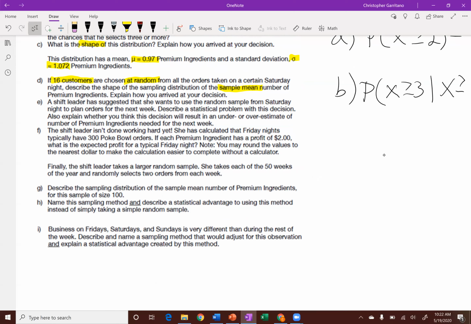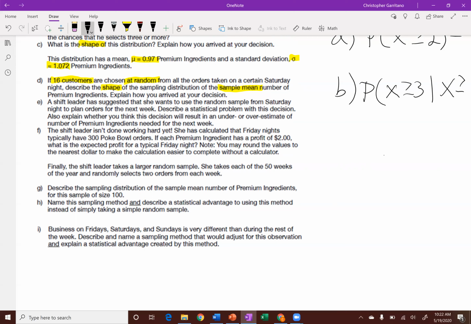But actually, reading it a little bit more carefully, it does say that we're only interested in the shape. So it's nice that we have a random sample that would guarantee us that the center of our sampling distribution would be equal to 0.97 over repeated sampling. However, that's not what the question is asking. The question is asking about the shape.